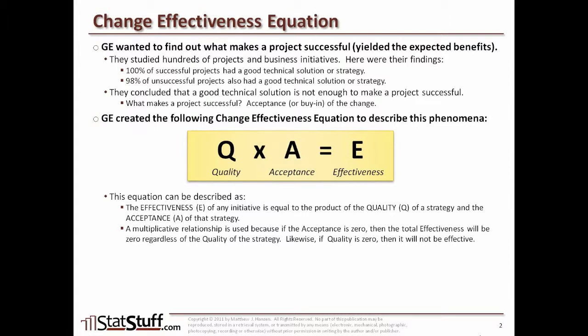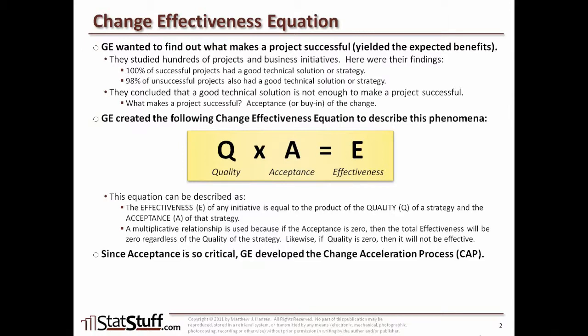Now, we're using a multiplication relationship in this equation because if the acceptance was 0, then the total effectiveness will also be 0, regardless of the quality of the strategy. In other words, it doesn't matter how good the quality is of the solution that's being implemented or being proposed. If you have 0 acceptance, it's going nowhere and it will not be effective. In the same way, you could have great acceptance and sponsorship. However, if the quality of the solution is also 0, then it also will not be effective.